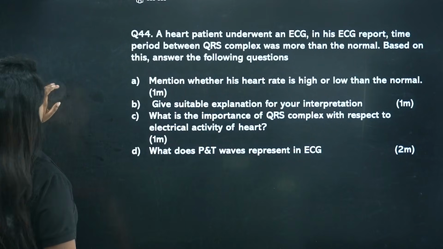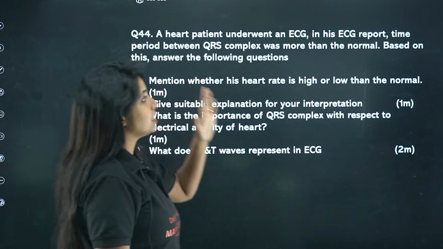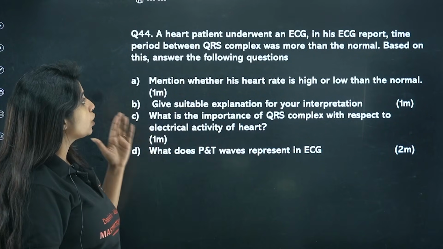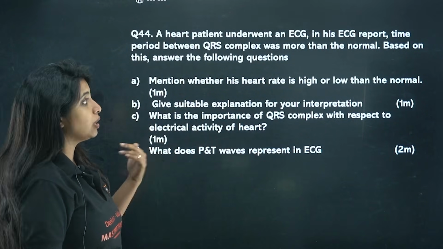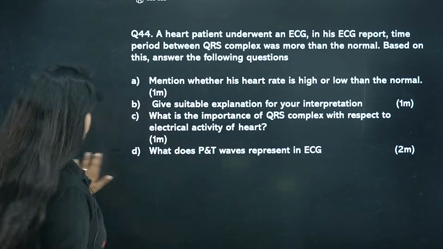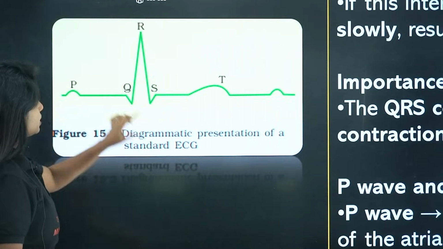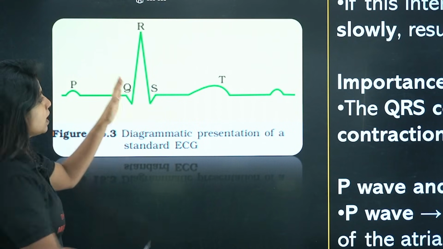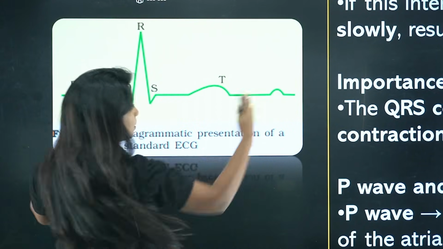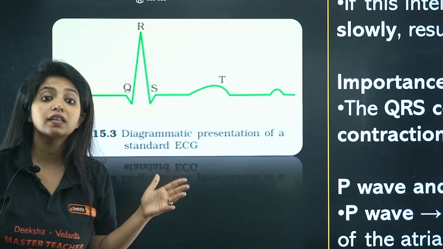Now the next thing. A heart patient underwent an ECG, echocardiogram. In his ECG report, the time period between QRS complexes was more than the normal. Based on this, answer the following question. So I'll show you how generally it looks. So this is the QRS complex. Now you are saying that between one QRS and the next QRS, there is too much time. Is that a problem? Obviously that is a problem.